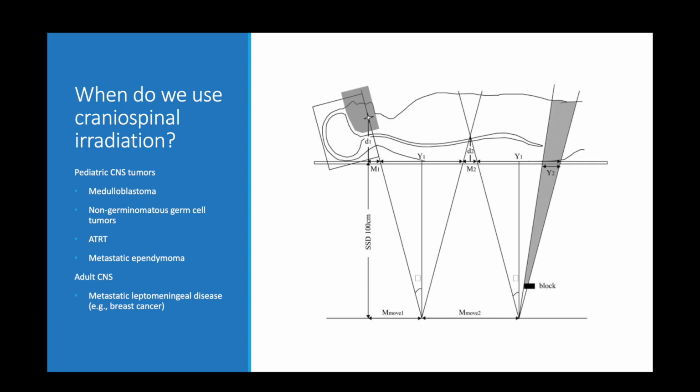Craniospinal irradiation is most commonly utilized for pediatric patients. There are a few different pediatric CNS tumors, such as medulloblastoma, non-germinomatous germ cell tumors, atypical teratoid rhabdoid tumors, and ependymoma if there are metastatic deposits in the spine or in the CSF, where we really think about using CSI.